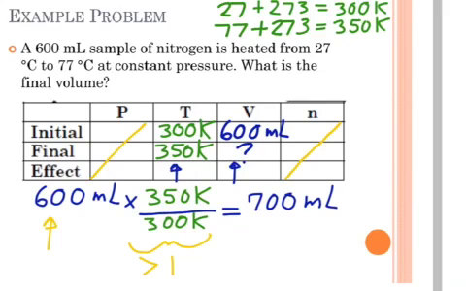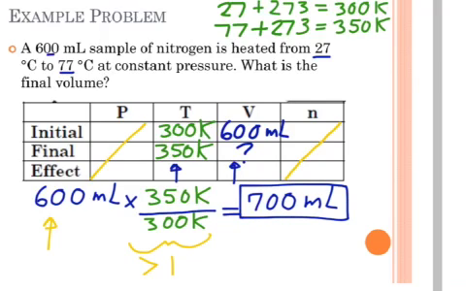Next, check significant figures. I've got 1 significant figure here, 2 here, 2 here, so my answer should have 1. It currently does have 1, so that's correct. Finally, sanity check. I expected my volume to go up. My volume did go up, so this is exactly what I was expecting.